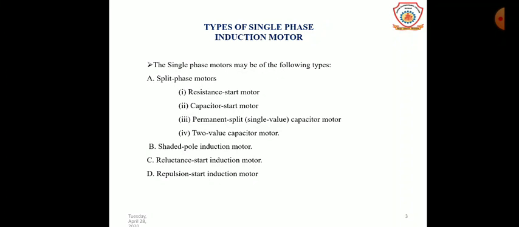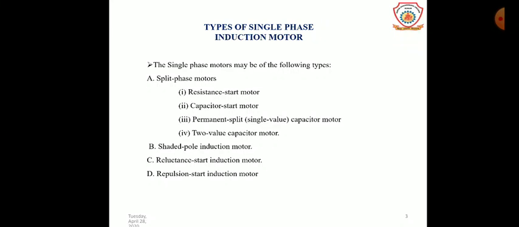Now, the next type of single phase induction motor is the shaded pole induction motor. This type of motor consists of a squirrel cage rotor and a stator consisting of salient poles, that is projected poles. The poles are shaded, that is, each pole carries a copper band on one of its unequally divided parts, called the shading band.